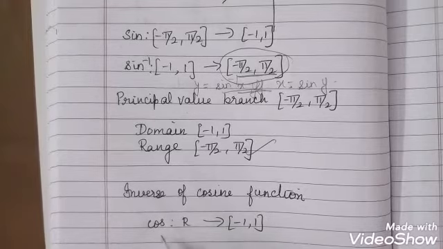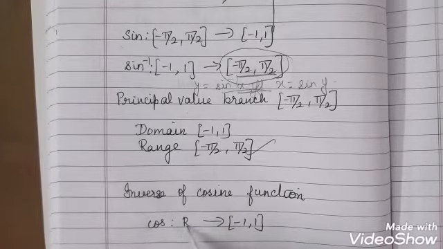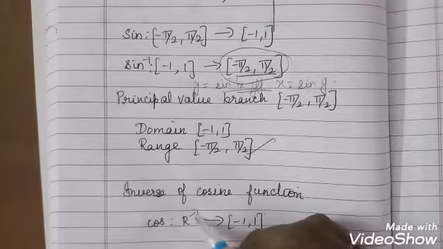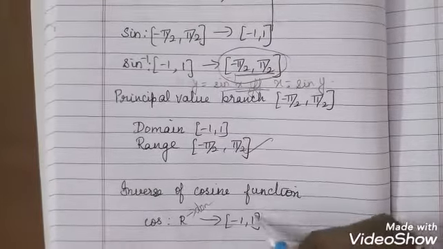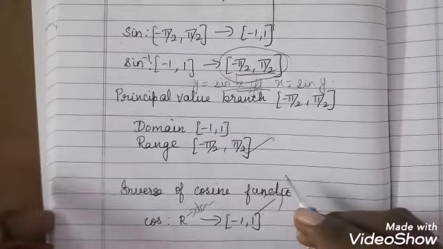Again a cosine function, I define it as a function from R to minus 1 comma 1. Your domain is nothing but the set of all real numbers, and here you have minus 1 comma 1 in this case. Now we'll draw the cosine curve.